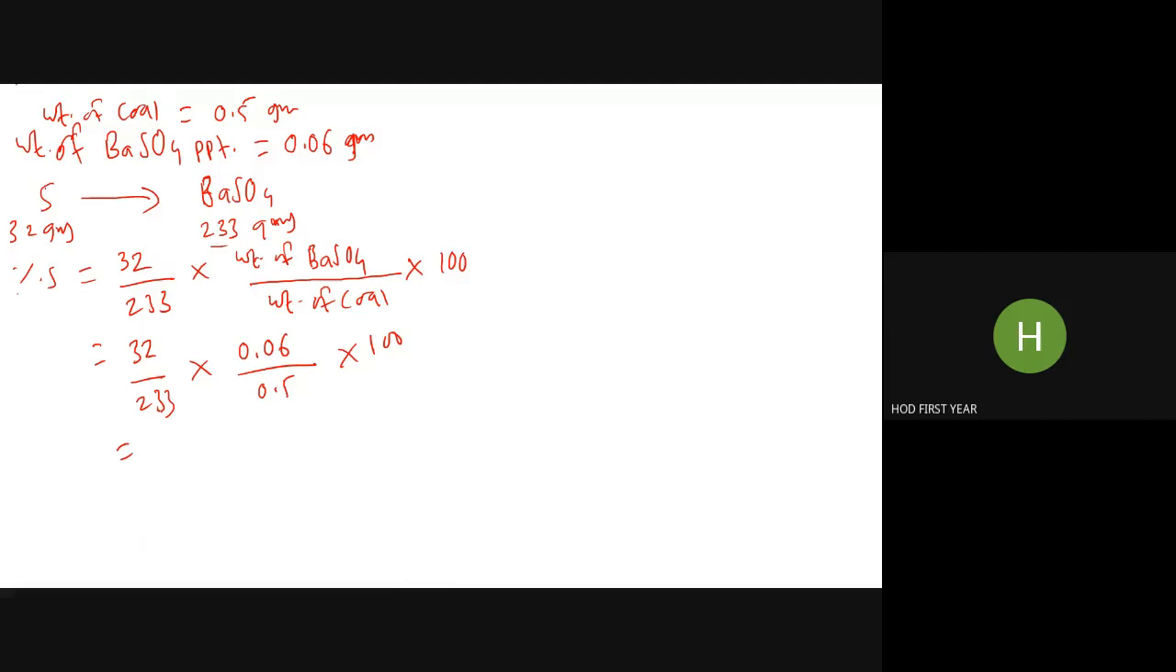How much? 1.6480. Correct, 1.648%. If you look at these problems, they are very simple, but you should understand the possibilities. If you understand them, you can earn marks. Otherwise, you can't.